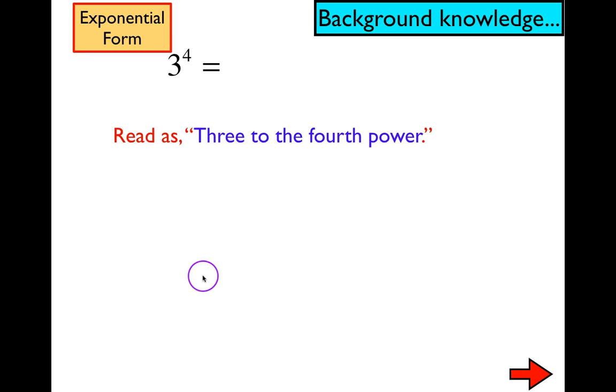This is an example of exponential form. We would read it as 3 to the 4th power, where 3 is called the base. This is the number that's going to be repeated. And 4 is your exponent. This is the number that tells you how many times you are going to repeat your base.